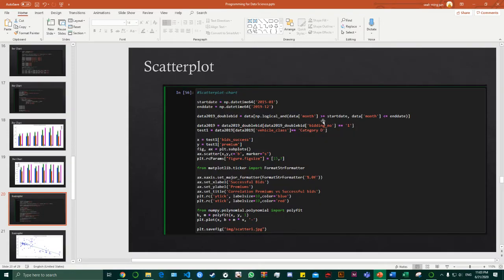So for the scatter plot, I'll be looking at motorcycles for the first bit of the month, specifically from 2015 to 2019. There will be 2 scatter plots. One is successful bids versus premiums. The other one will be successful bids versus quota for the bids.